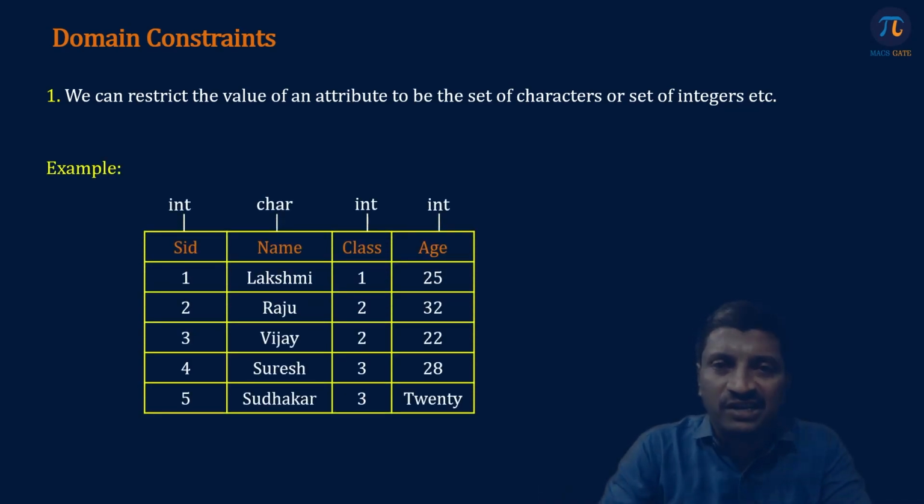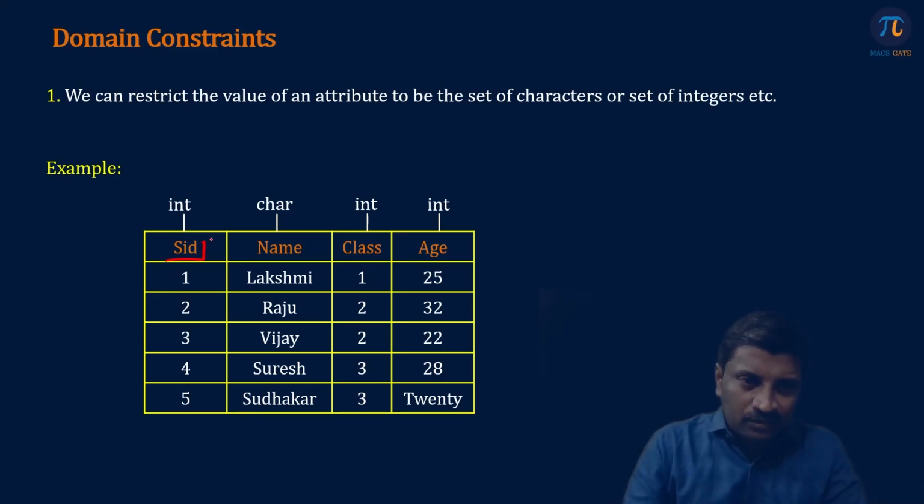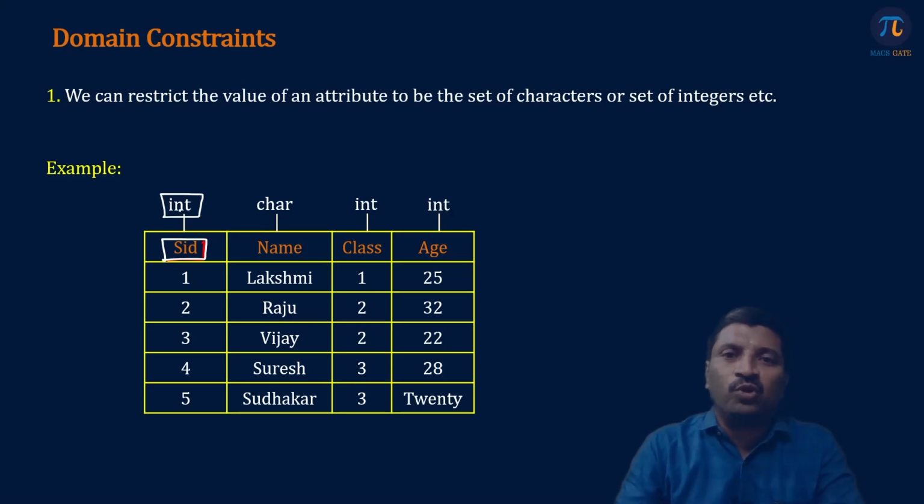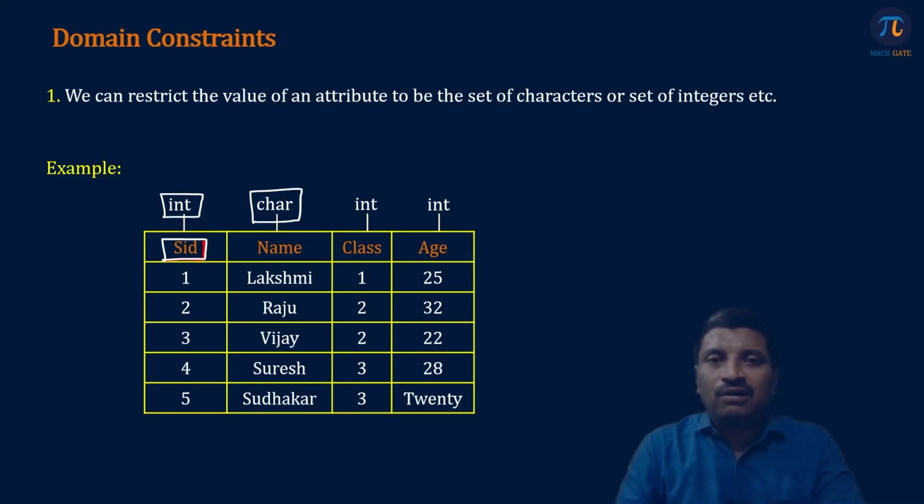Suppose we have a relation with four attributes: SID, name, class, age. Come to the attribute SID. The domain for this attribute is int. So the set of integers. That means we can write only integer values for this attribute SID. Here all the 5 records are having integer values. So it is fine. Then come to the next attribute name. The domain for this attribute is char. That is the set of strings. Here all the 5 records are having string values. So it is also fine.